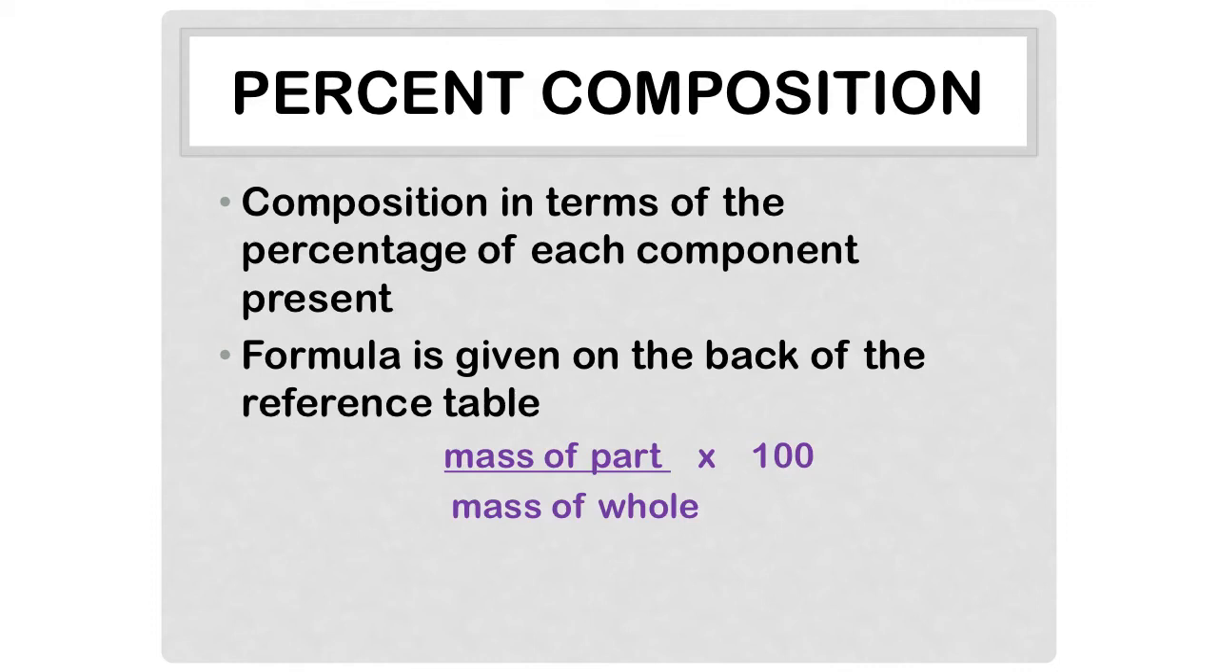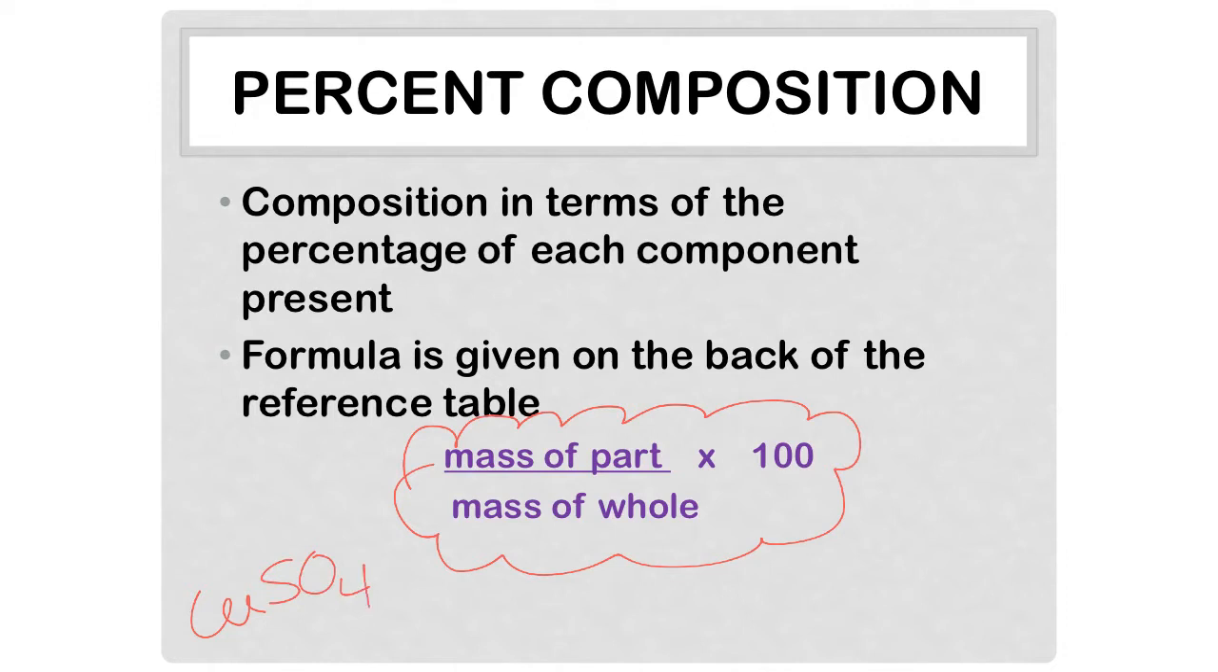All right, so we are going to be taking a look at percent composition. We have a formula on the back of our reference table: mass of part over mass of whole times 100. We will use this formula two ways. One, we could use it with a formula. So if we had something like copper sulfate, and we wanted to know the percentage of sulfur in copper sulfate, we would do the mass of the sulfur over the mass of the entire compound times 100.